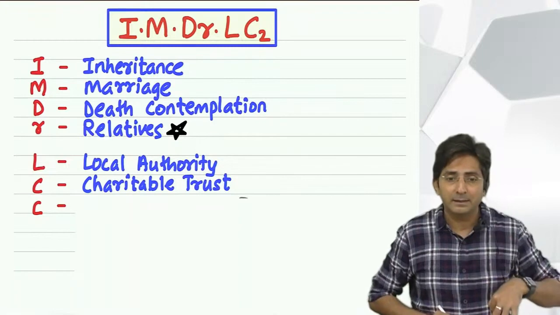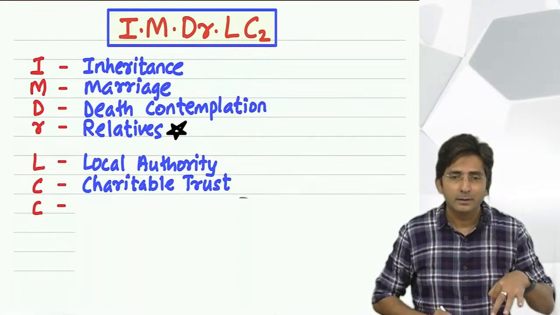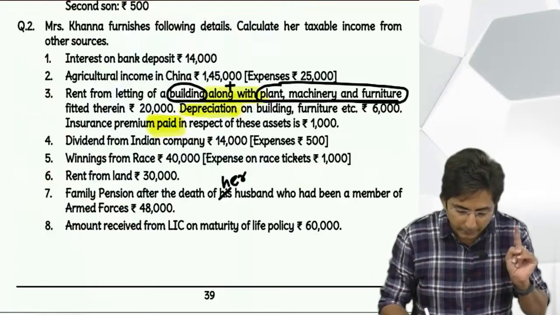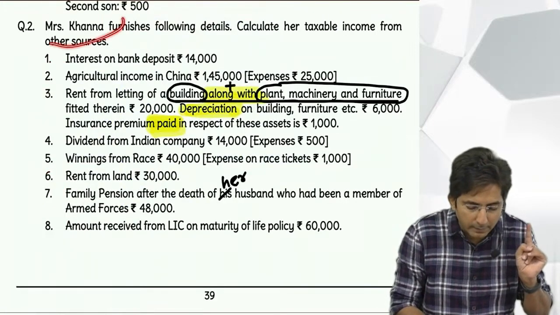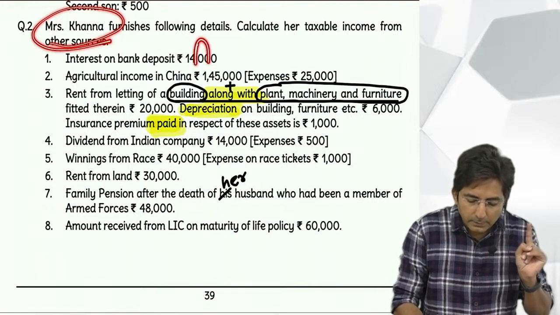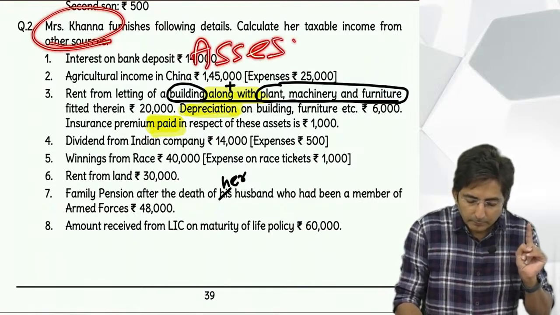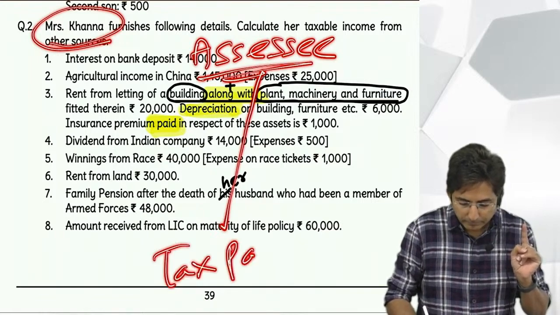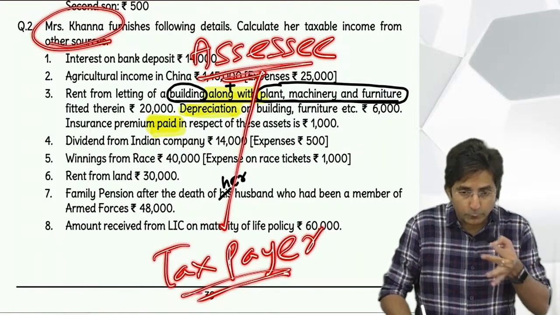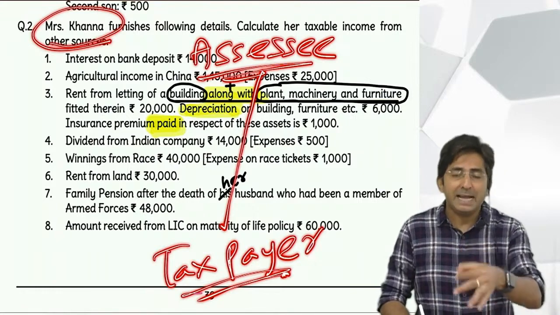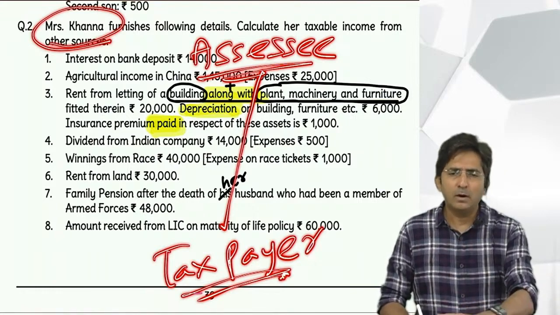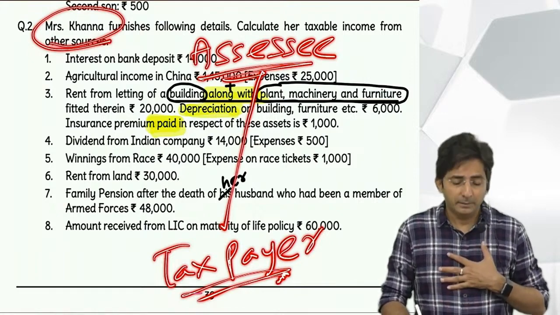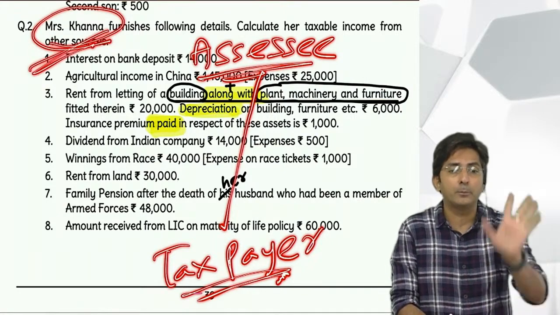The assessee. Assessee means what, you know? The person whose income you are computing. For example, see, today I took the question of Mrs. Khanna. So Mrs. Khanna becomes the assessee. Assessee means the taxpayer. You know, this word I have used for the first time, but in the language of income tax, the word assessee is very common. So whenever I say assessee, it means the person whose income I am computing.